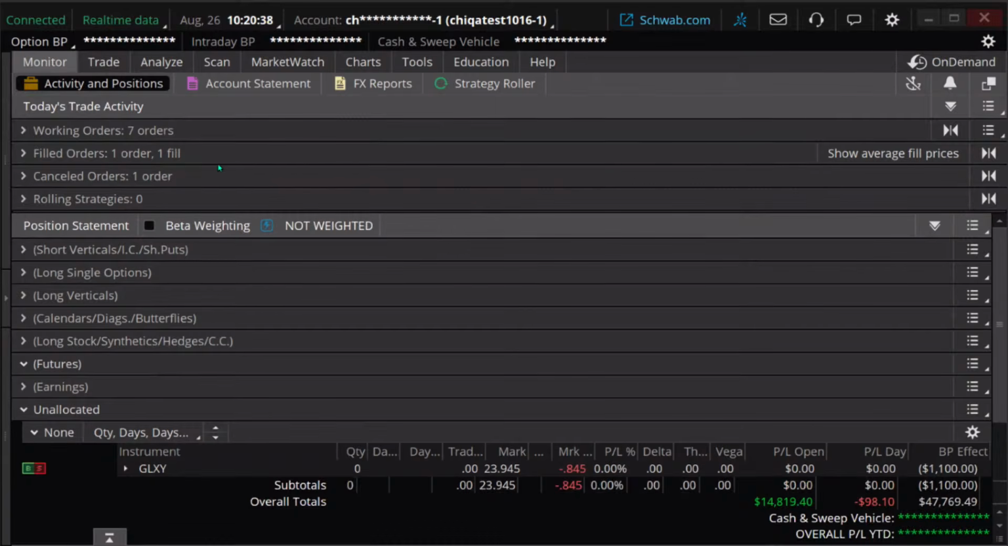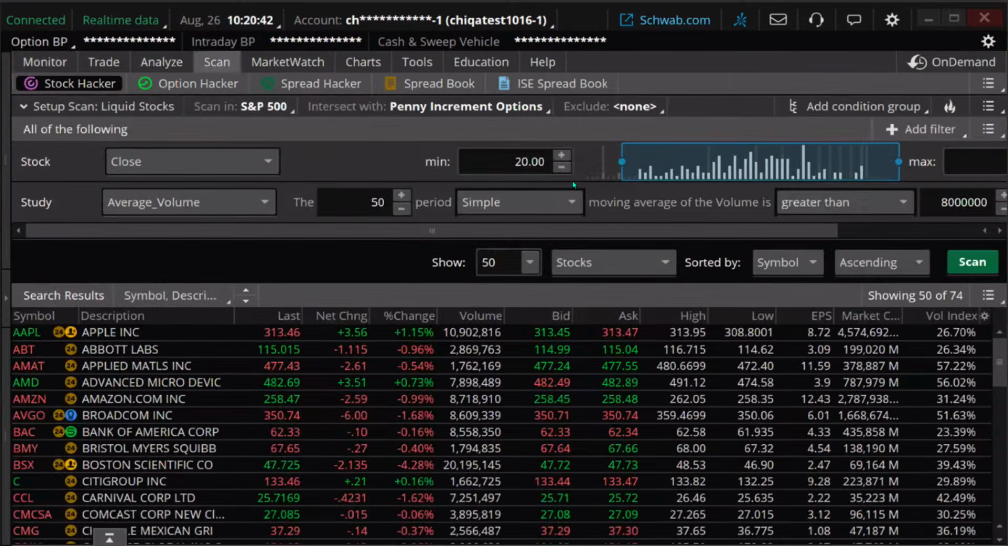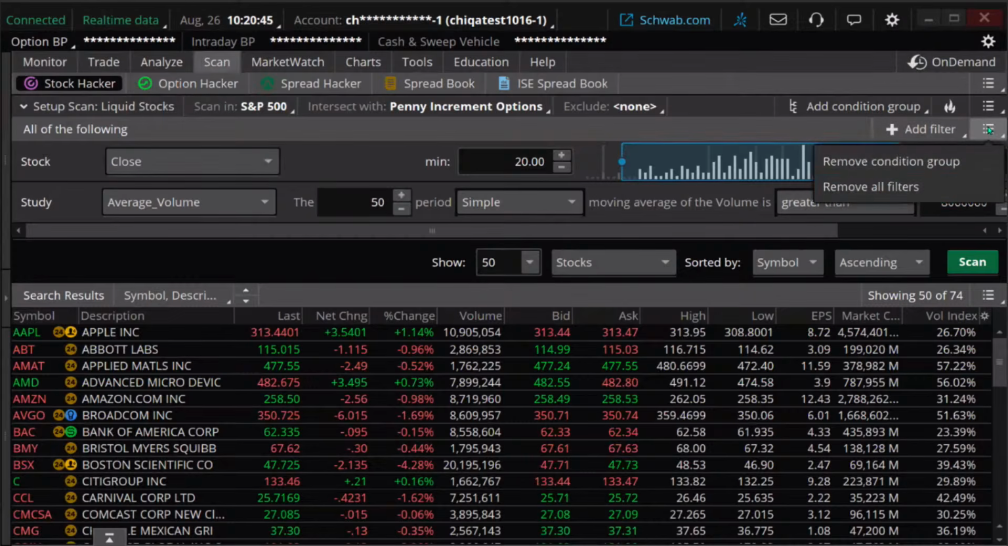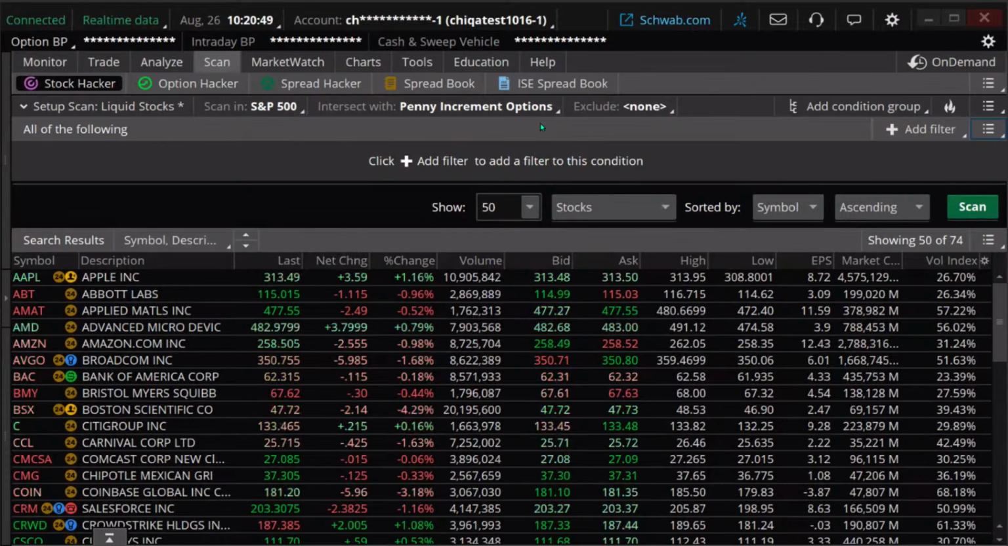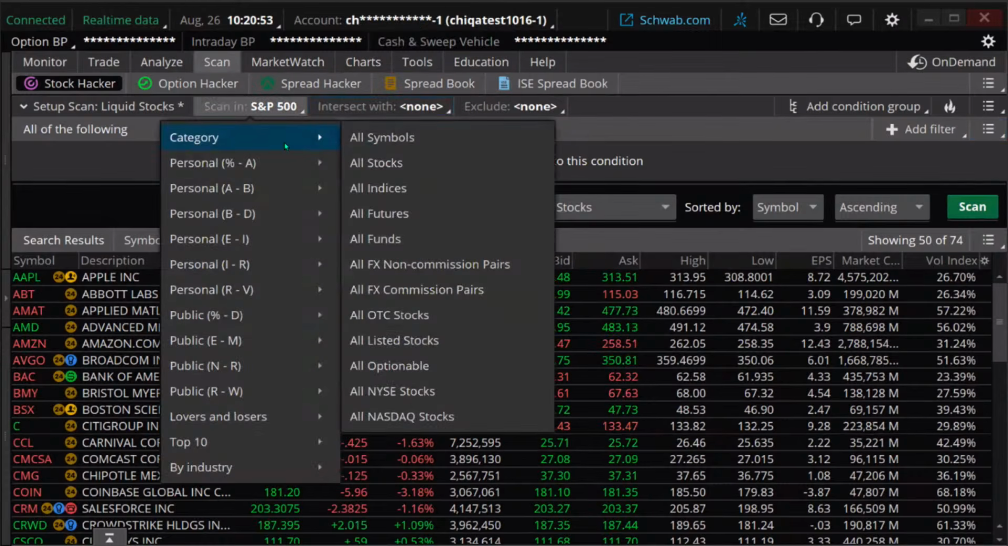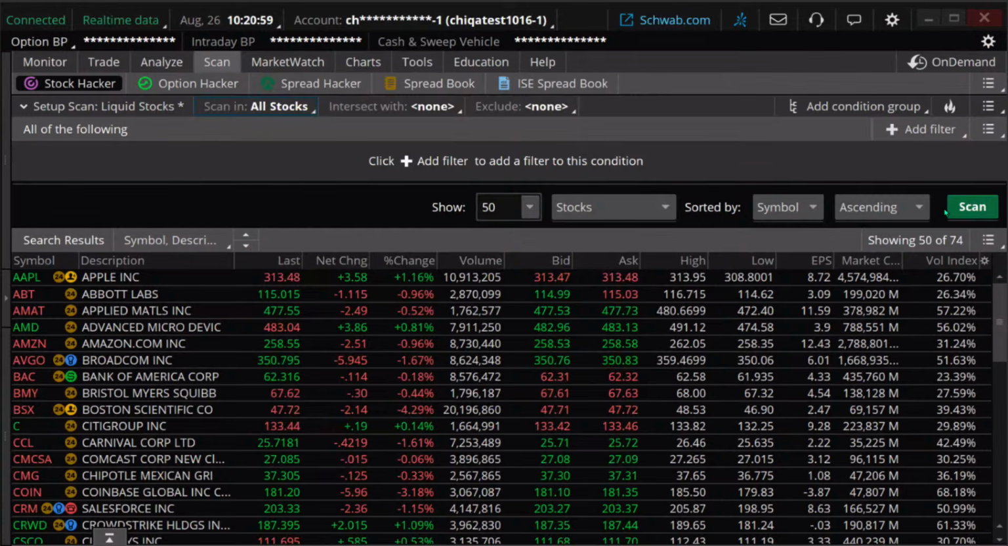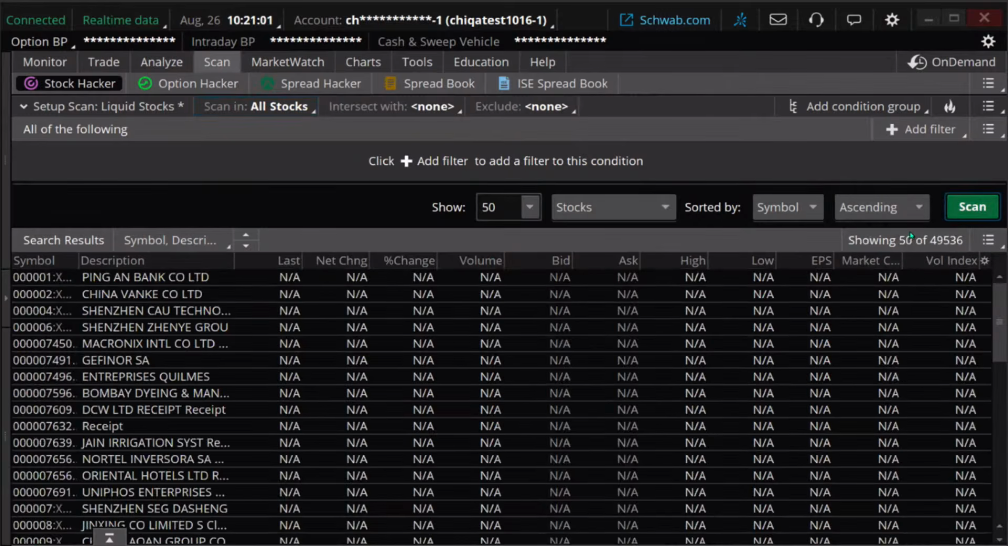Now, can we do a bearish trade? Yes, we can do a bearish trade. Now, here's the thing. I'm going to clear out and remove all my filters, so we're starting from scratch. That removes the filters. Let's say we're starting with all stocks here. Okay. So if I were to run that scan, it'd give me a bazillion results.